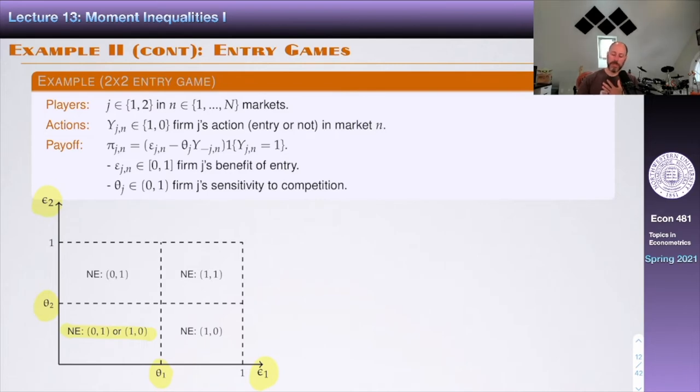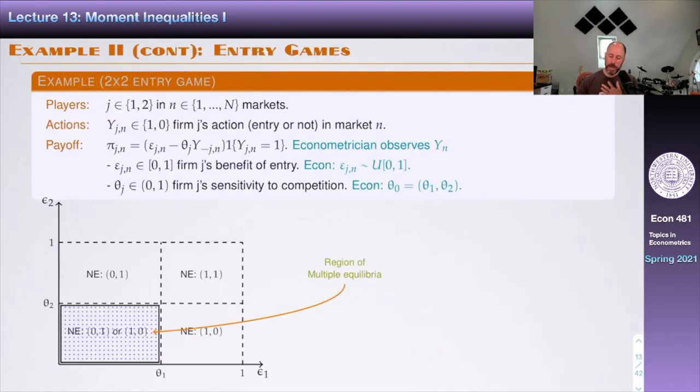So this is what we call the region of multiple equilibria. Okay, in this example, as I said, it's very simple, it happens only in one of these blocks. In more sophisticated examples, there may be multiple equilibria everywhere. Okay, but here it just happens in this particular block. And so the question is, what would we do with this?